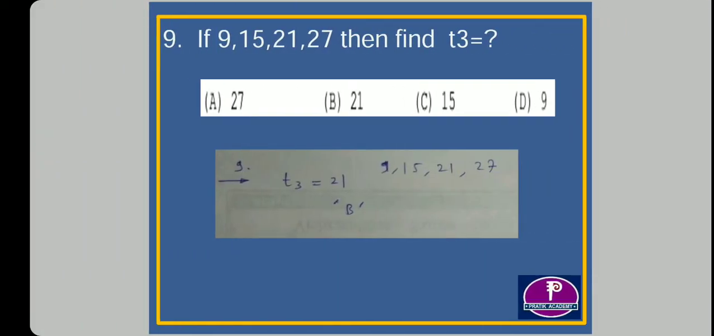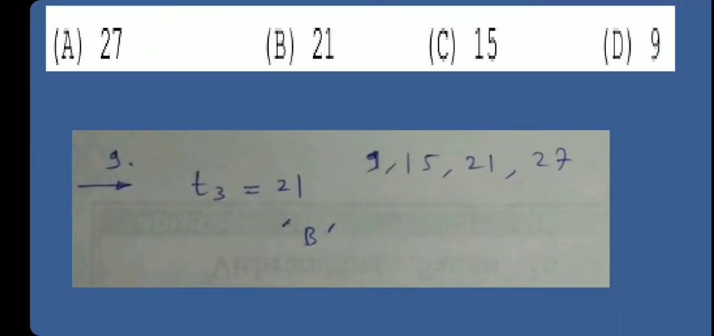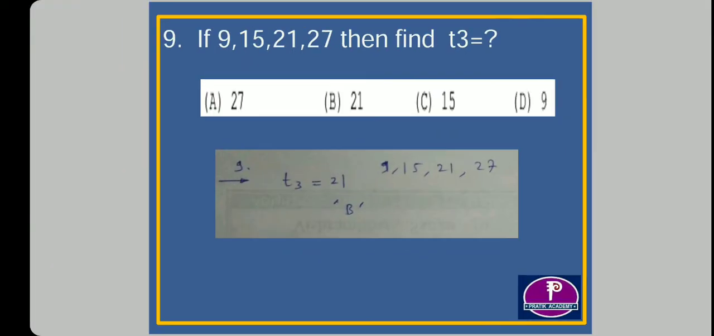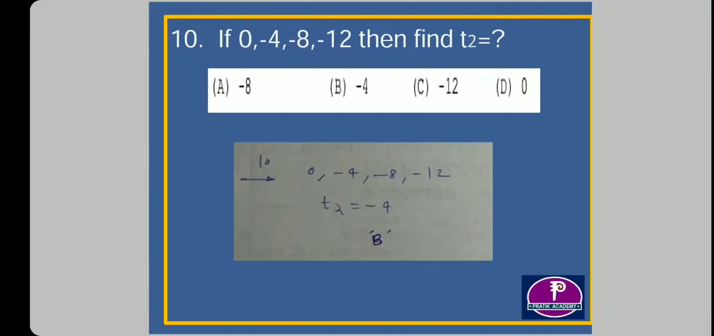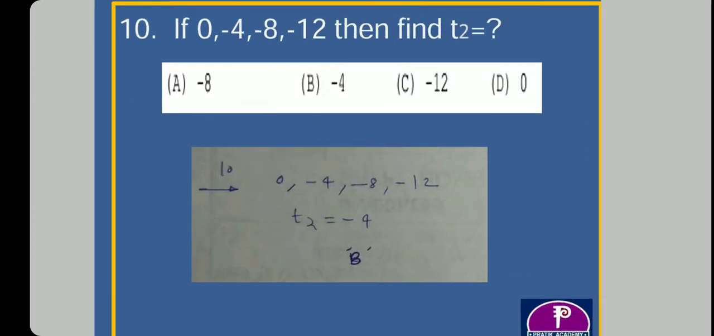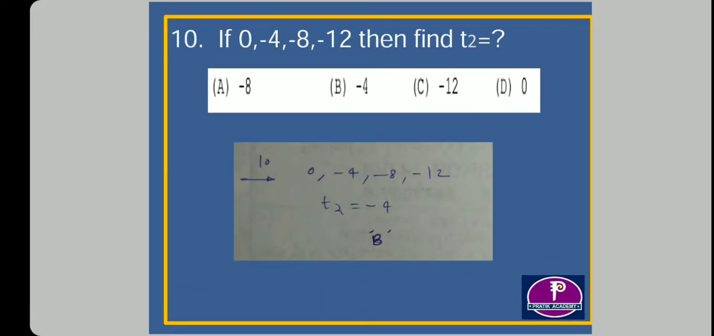Next, if 9, 15, 21, 27, find T3. T3 means the third term, and we can see it is simply 21. So option B. Then next, if 0, minus 4, minus 8, minus 12 is the sequence given, find out T2. T2 means the second term. This is simply minus 4.